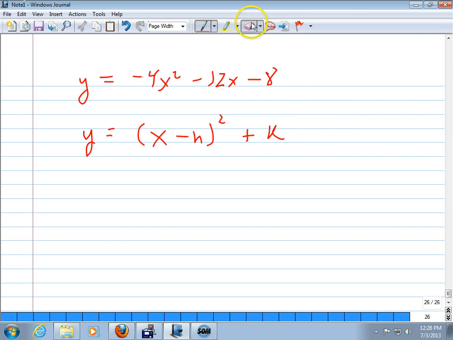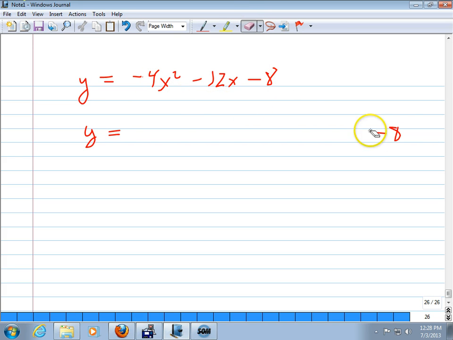All right, let me get rid of this. Okay, so let's do it. Get the 8 out of the way, just get it over here. What I want to do is come up with something squared equals that, right? But the first time I did this, was there a number in front of the x squared? No, there wasn't.